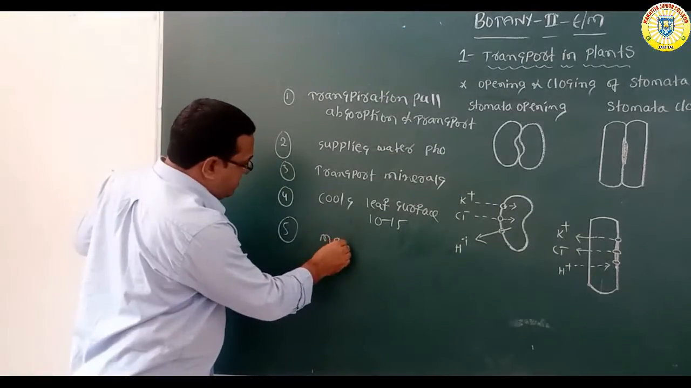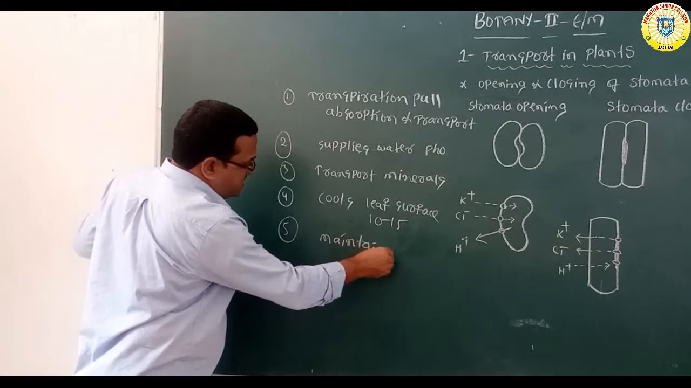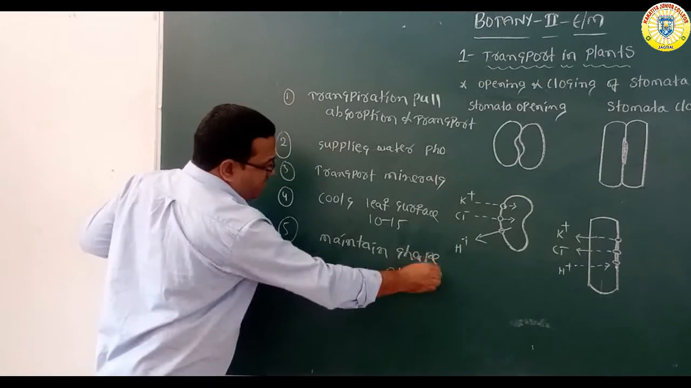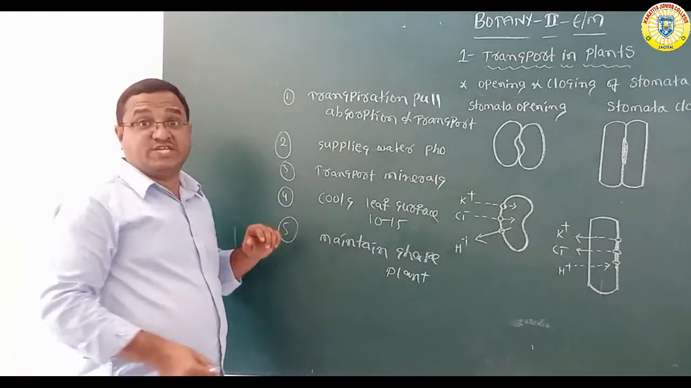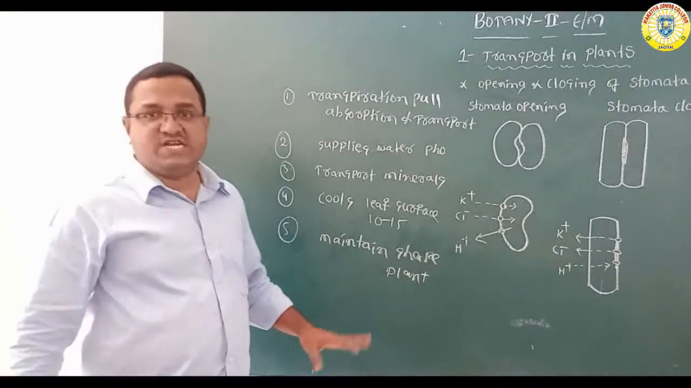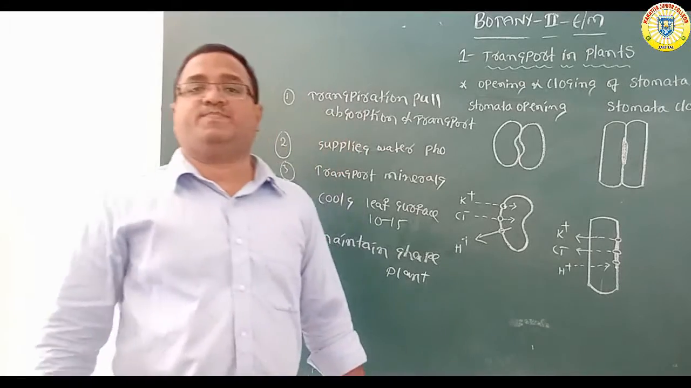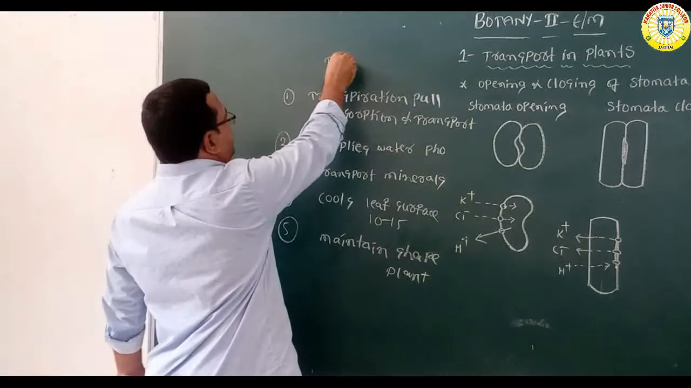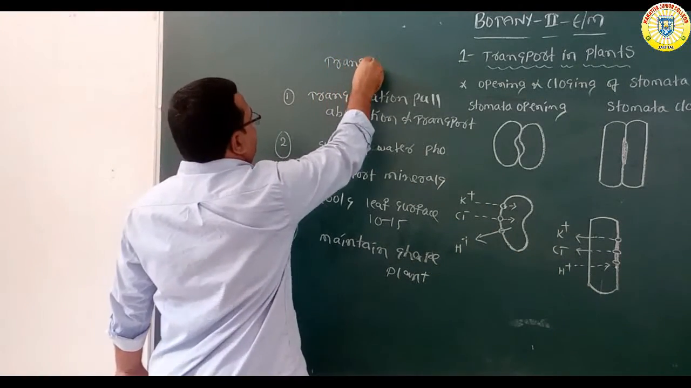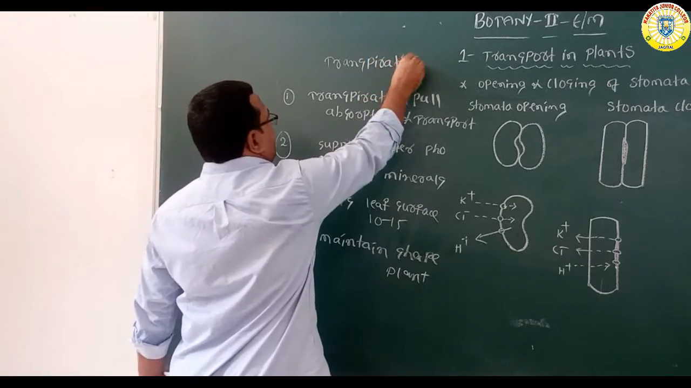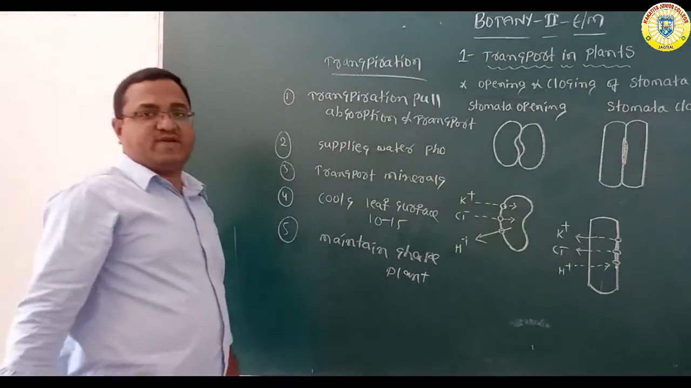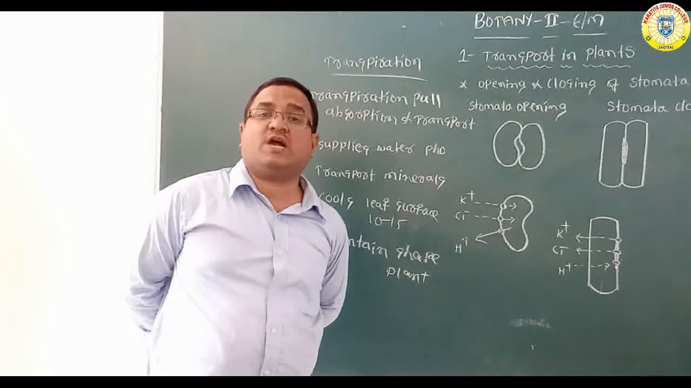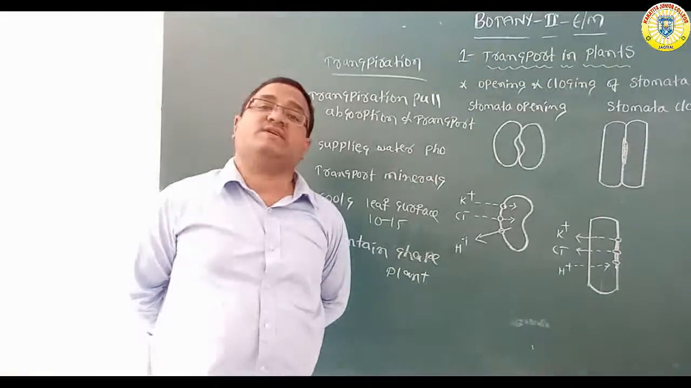It can maintain particular shape and structure of the plant by keeping the plant cells turgid. By keeping the plant cells turgid, it can provide a particular shape and size to the plant. So these are the 5 benefits of the transpiration. That's why we can say transpiration and photosynthesis are a compromise. So both are necessary.